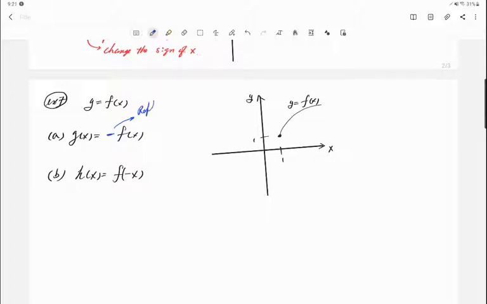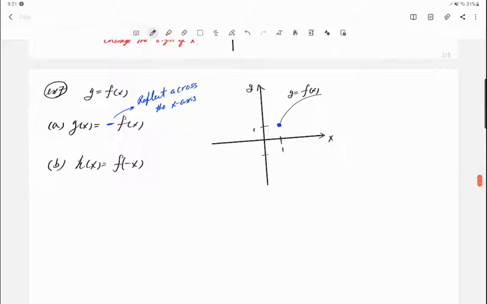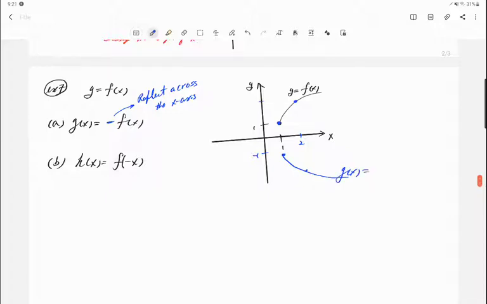So this means reflect across the x-axis, because positive 1 becomes negative 1, right? So this positive 1 becomes negative 1. And if this number is something over here, I don't know what this number is, then this will move to the negative, right? So the graph looks like this, right? Okay, so this is the g of x, which is the reflection of the original graph across the x-axis. So put a negative sign outside the y value.